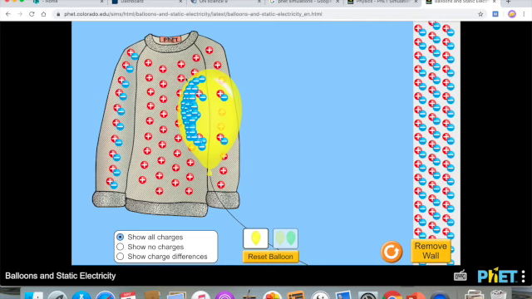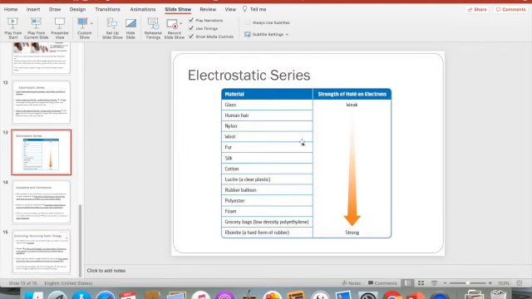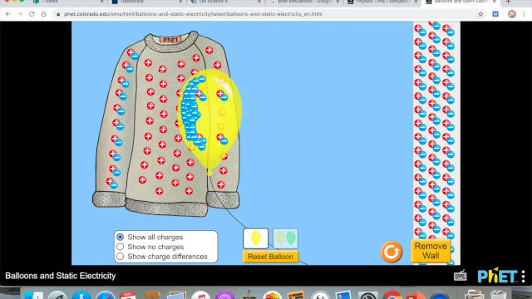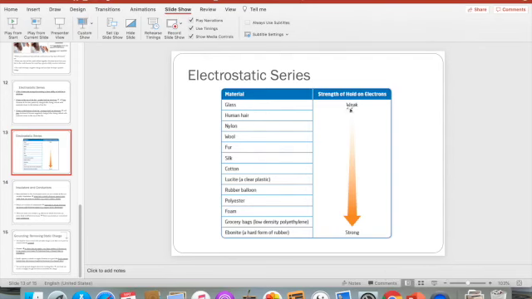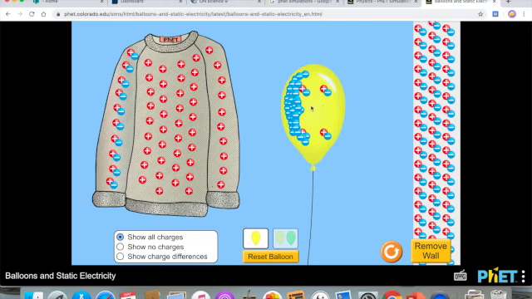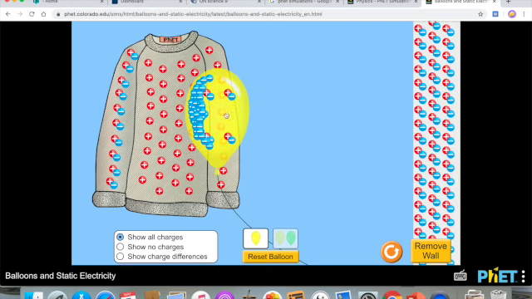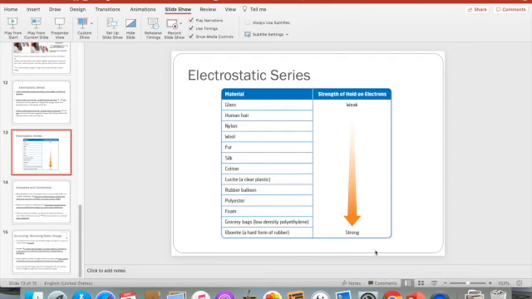But I want you to think about, which one of these two things do you think would be higher on the electrostatic series, right? Remember the electrostatic series. Which of those two things do you think would be higher, the balloon or the sweater? Okay, pause the video. Okay, you have your answer. Which one? The sweater is higher on the electrostatic series, right? It has a weaker hold on electrons, so since the balloon took the electrons, it means that the balloon has a stronger hold. If the balloon has a stronger hold, the sweater has to have a weaker hold. Therefore, the sweater is higher, and the balloon will be lower.